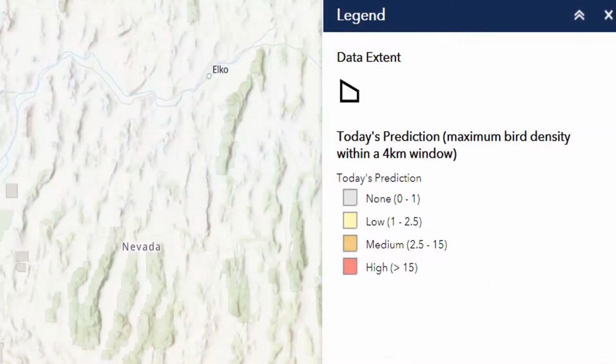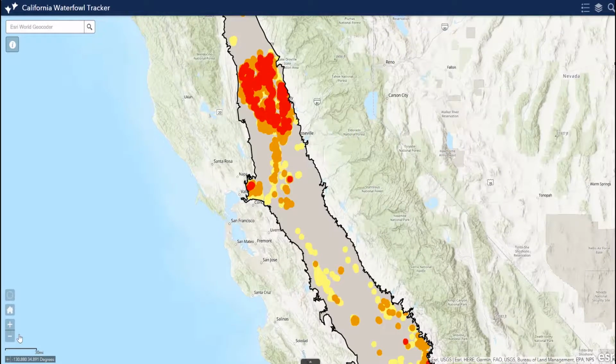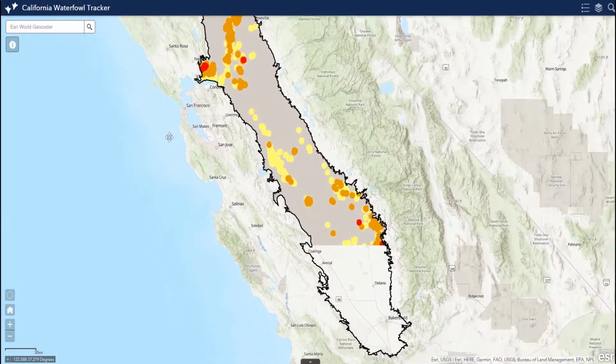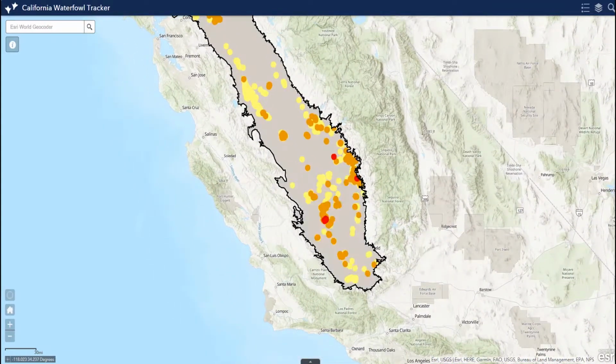You can see here from the legend, if we have a dark red color in the Central Valley, that's where we predict a high density of waterfowl. And if you have a gray color, that's where we predict a low or no density of waterfowl, based upon the information of precipitation and the other descriptors I provided.